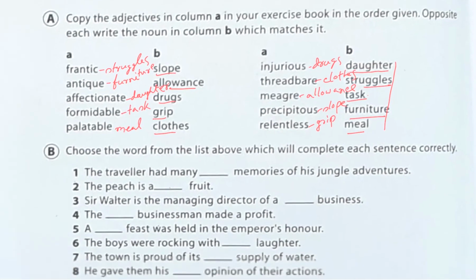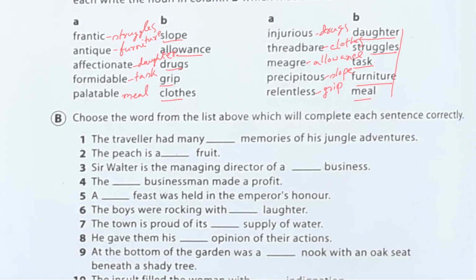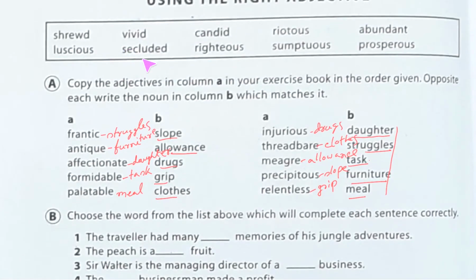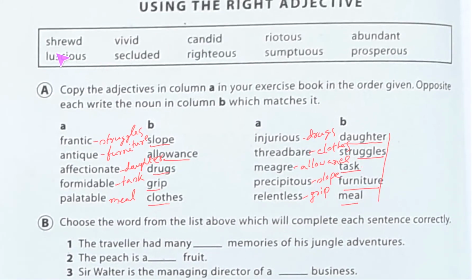Next exercise, here it is written in B number exercise, choose the word from the list above which will complete each sentence correctly. From which place? From this place we will take a word and put it here. So let's read which words are here: shrewd, luscious, vivid, secluded, candid, righteous, riotous, sumptuous, abundant, prosperous. We have to put these words in this place.